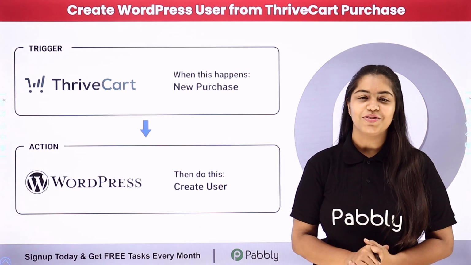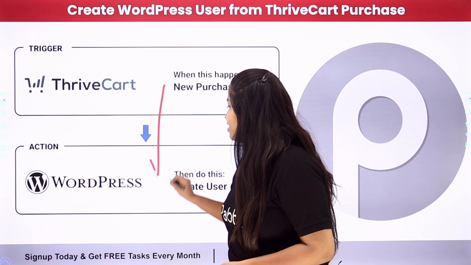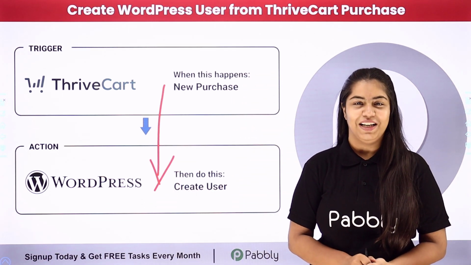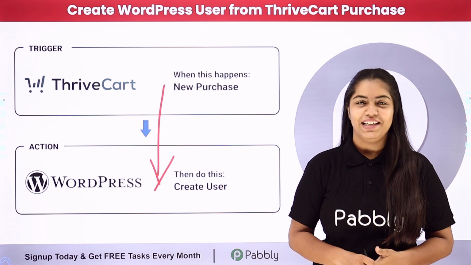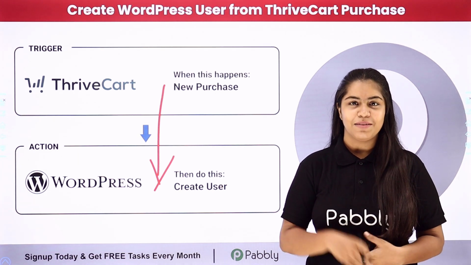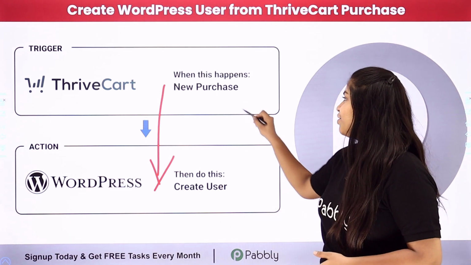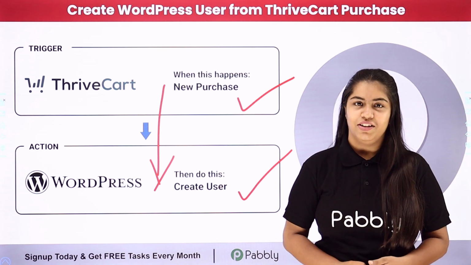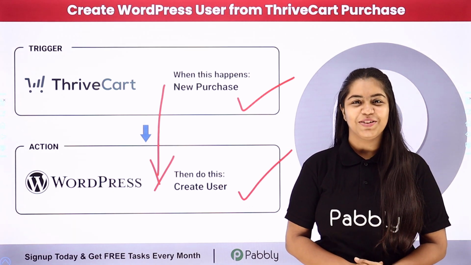To do this, we are going to create a connection between ThriveCart and WordPress. To create this connection without knowing any programming or coding language, we are going to use Pabbly Connect. It is an amazing automation software. So in Pabbly, we have the concept of trigger and action. For trigger, we are going to use ThriveCart, and for action, we are using WordPress. So if you also wish to learn this process step by step, follow me through the screen.